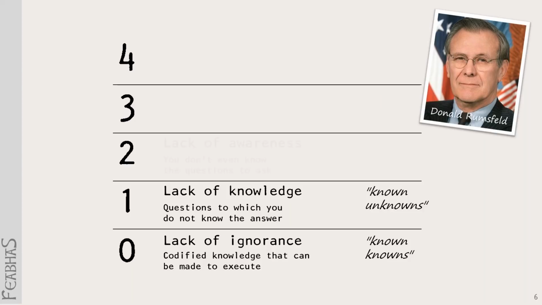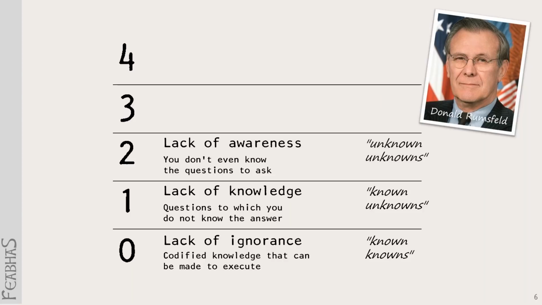The real killer for us is the next level up, second order ignorance. Second order ignorance is what you might call a lack of awareness. That is, you don't even know which questions to ask. Or as Rumsfeld would put it, these are the unknown unknowns. These are the things we don't know we don't know.